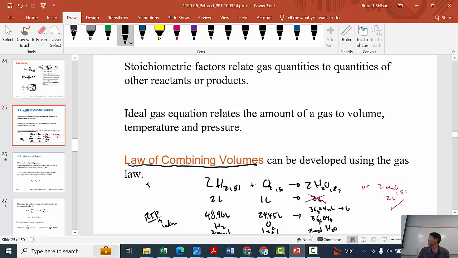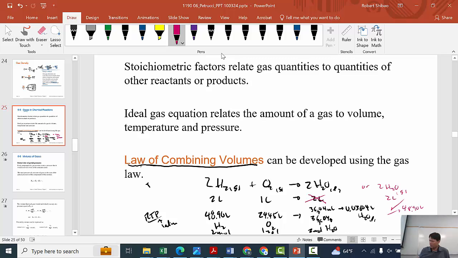which is going to give us 0.03604 liters. So we form 0.03604 liters of H2O liquid. Or if H2O was a gas, then we just form 48.90 liters. That would be 2 moles of H2O gas. So we have to be careful. The law of combining volumes does not work for solids and liquids.